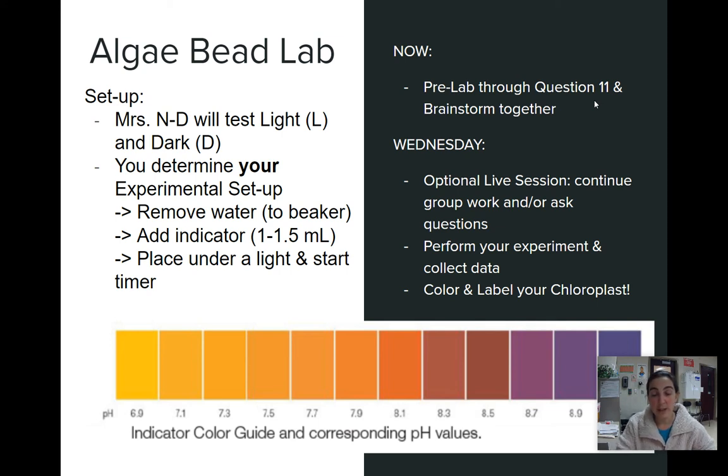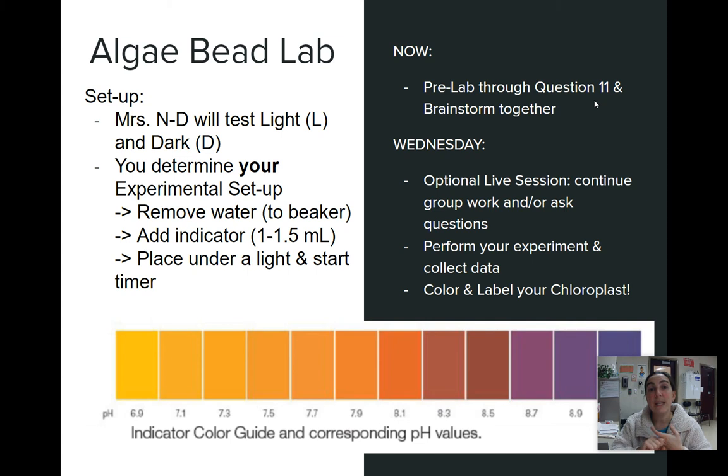Tomorrow is going to be a little bit different. Tomorrow is not a normal Wednesday. We're actually supposed to have live class sessions tomorrow, but because we're doing this lab, the live session will be optional. Your main assignment for tomorrow, and this will be posted in Classroom tomorrow, is to perform this experiment. There will be an optional live session if you want to come in and ask any questions or work on the pre-lab questions with some group members. You can do that. You're going to perform your experiment at home and collect your data.